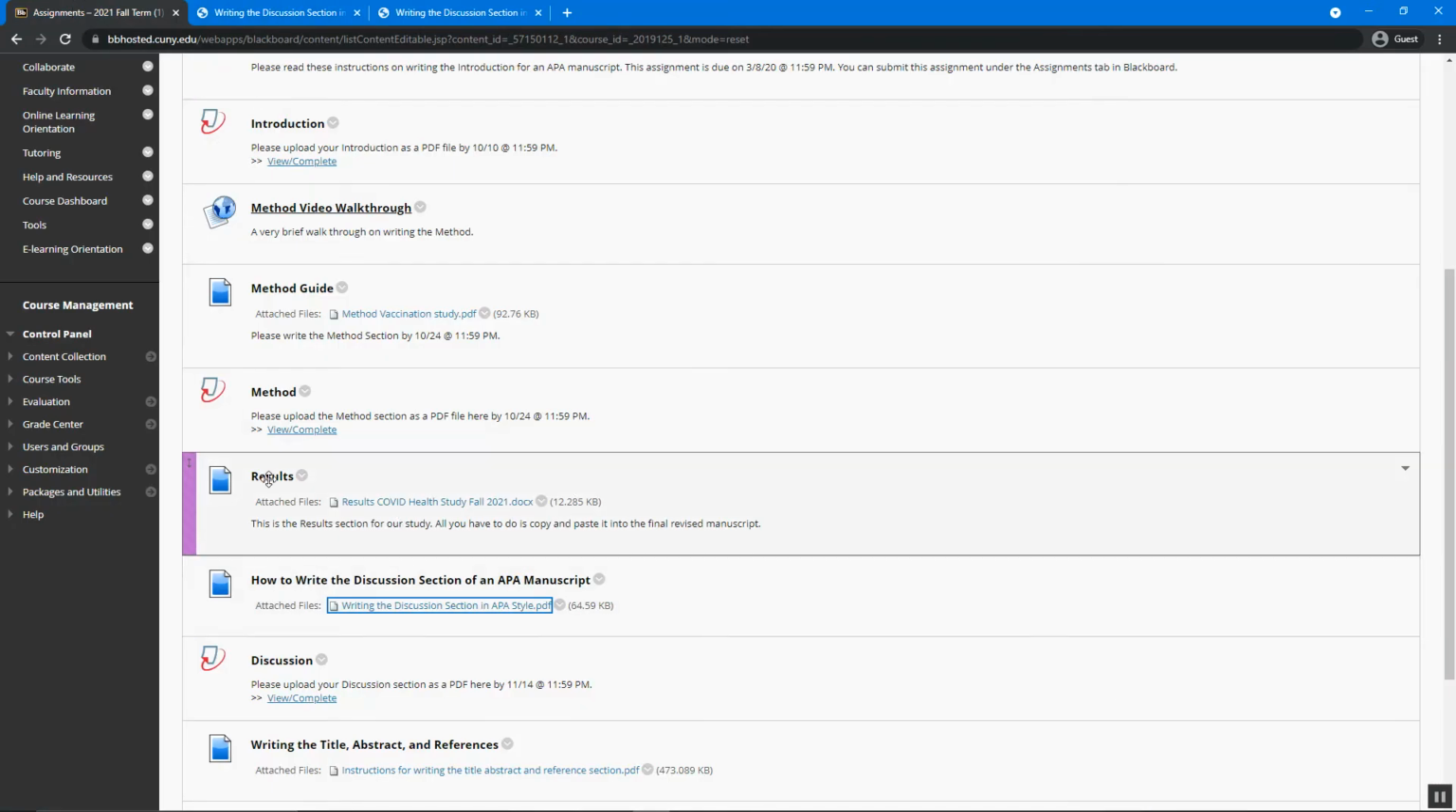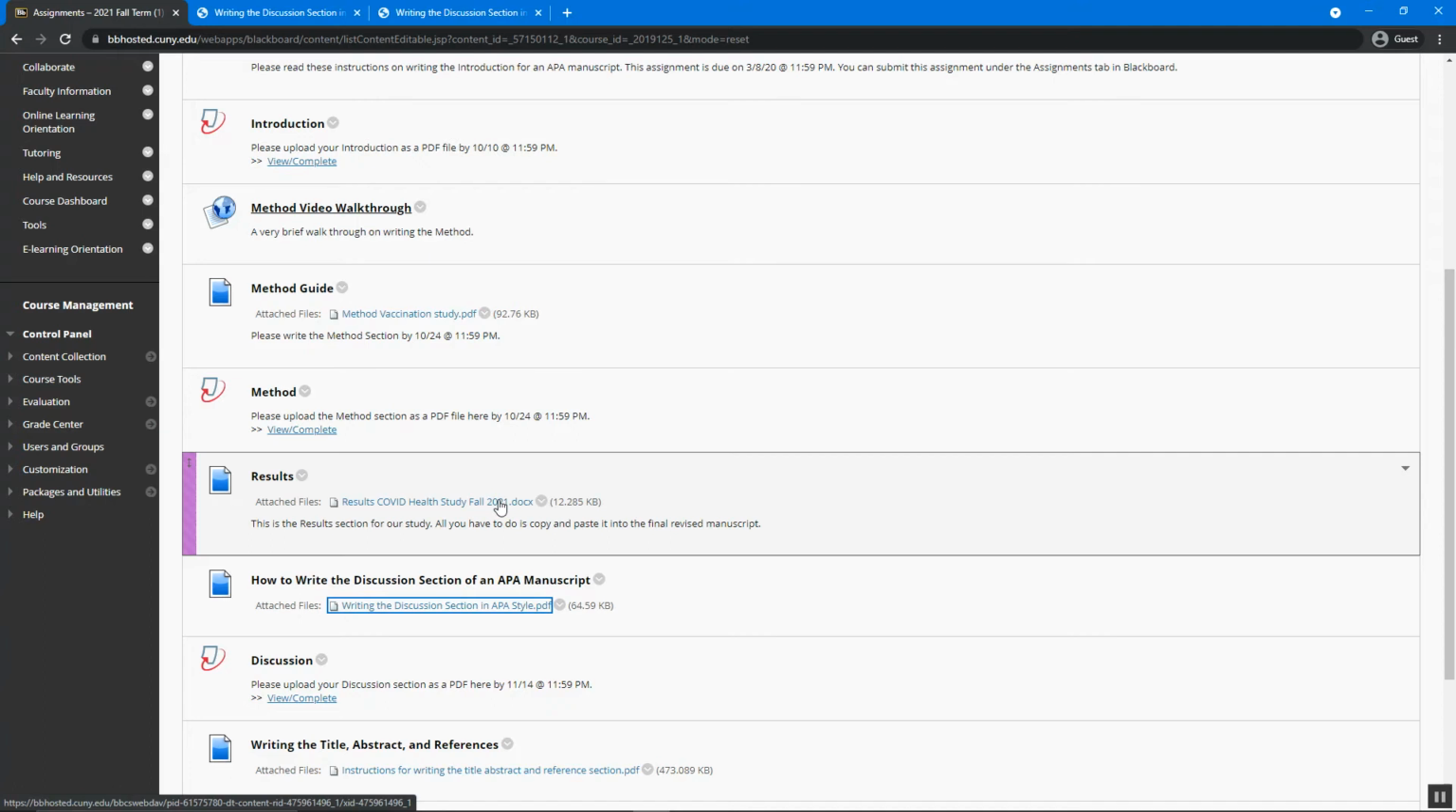I've posted the results, and this is a Microsoft Word doc. You just need to copy and paste this section into your final revised paper. You do not have to write anything for results. Copy and paste it into your final paper right after the method. So you're going to have the title, the abstract, the introduction, the method, and then your results. After results, you're going to have discussion and then your references. It's very simple.